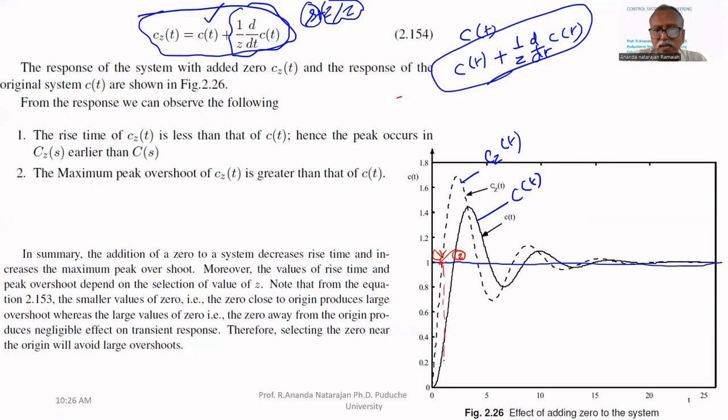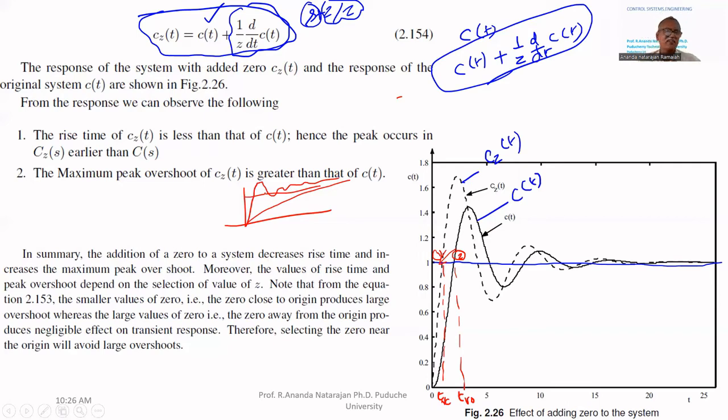If you see for 1, this is TR compensated system and this is TR original. Rise time is reduced. Rise time reduced means what? It quickly goes to the final value. Therefore, the system becomes smart. If the system takes a long time to reach the final value, we call it sluggish. If the system quickly goes to the final value, even if it oscillates, it is smarter because it quickly reaches the final value.